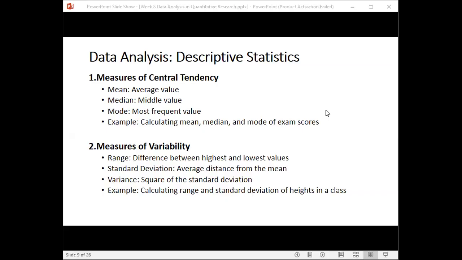Two, you can do measures of variability. I want to find the difference between the highest value and the lowest value. That is called the range. I want to find the standard deviation, the average distance away from the mean. That is descriptive. I can want to find the variance, right? That's the square of the standard deviation. Example, calculating the range and standard deviation of the height in a class. I can do that, and that is descriptive in nature, but quantitative analysis.